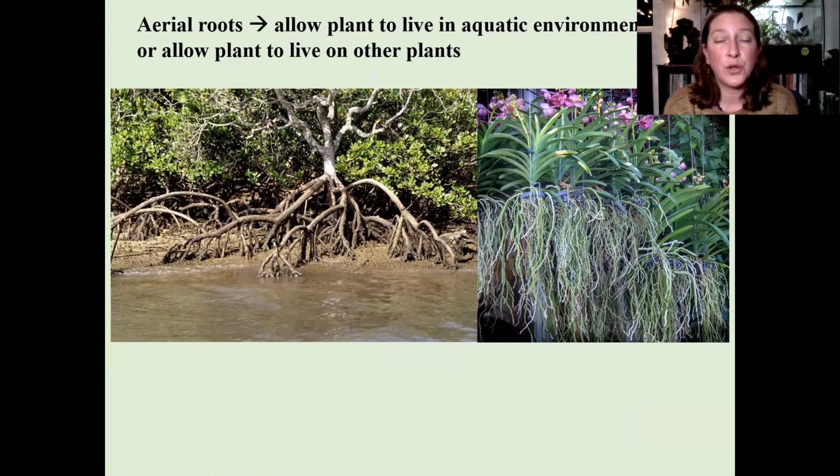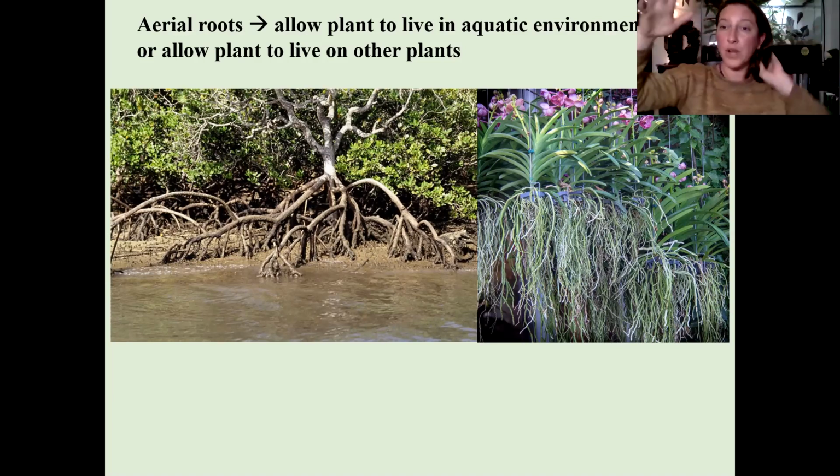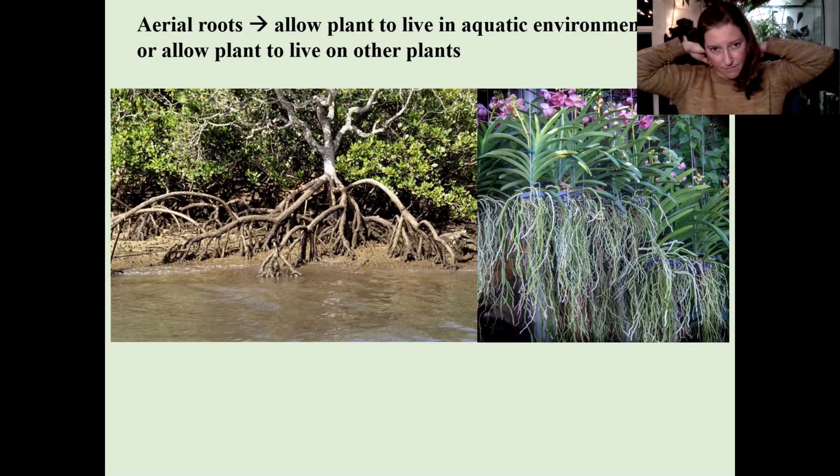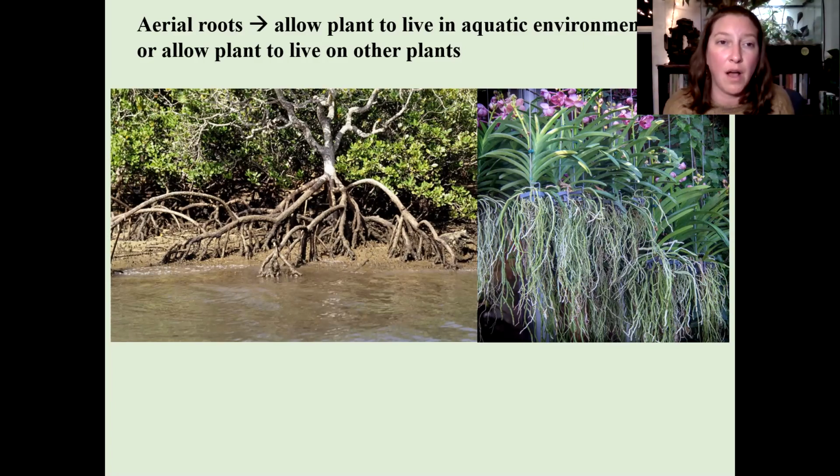Some plants have what are known as aerial roots to allow them to live in different environments. So for example, on the left here, we see a mangrove tree. And the roots are aerial roots because if they weren't aerial roots, they would be submerged by water all the time. And believe it or not, roots also need oxygen. They can't just have water, they have to have oxygen as well, which is why if you overwater your house plant, you prevent oxygen from getting into the roots, and then the roots die, and then you have root rot, and then your plant dies and you feel bad.